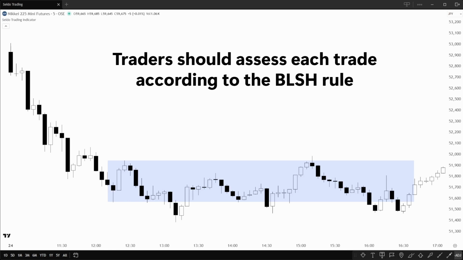Traders need to assess the recent momentum and decide, are they adhering to the buy low, sell high rule of trading ranges? Or are they chasing price with confidence riding on the recent momentum?